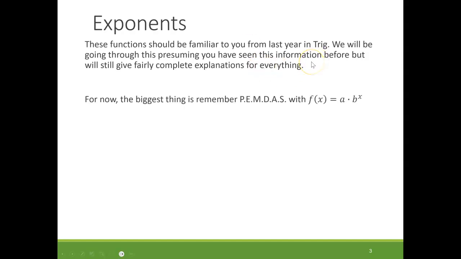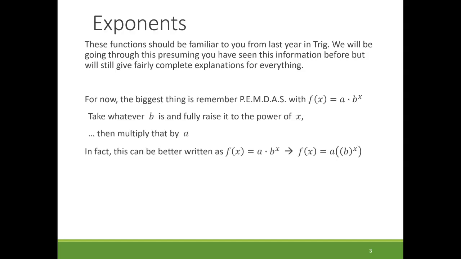So again, when evaluating an exponential function, you have to remember order of operations, that exponents come before multiplication. So we have to take care of that power of x first and then multiply by a. If it's easier to think about it as a second set of parentheses there to explicitly imply that order of operations, you can do that.